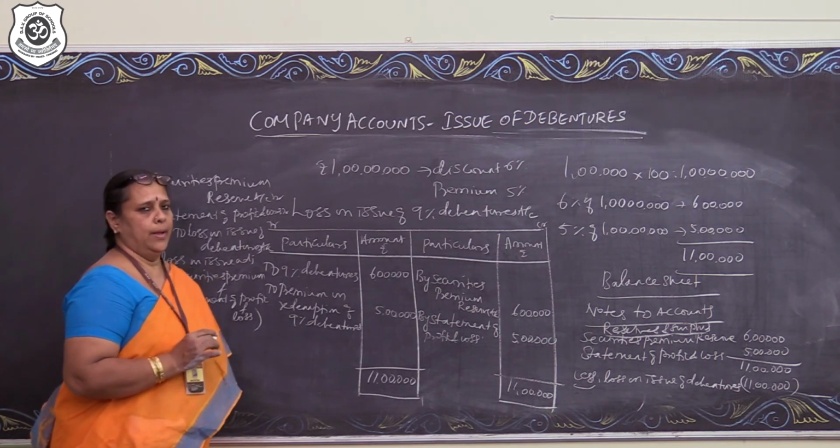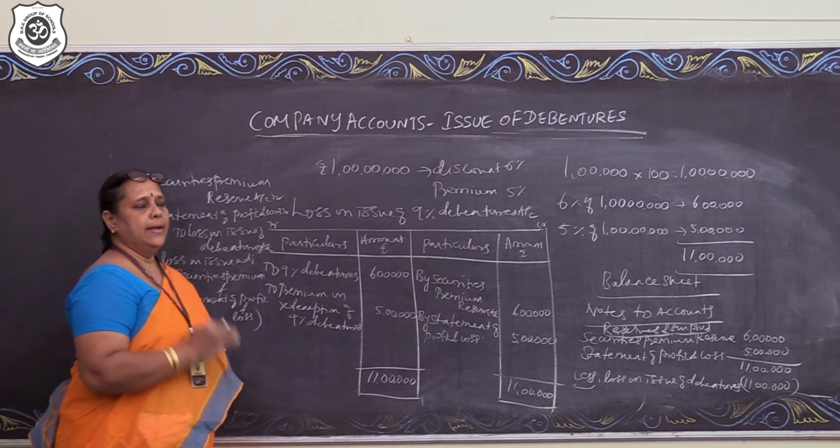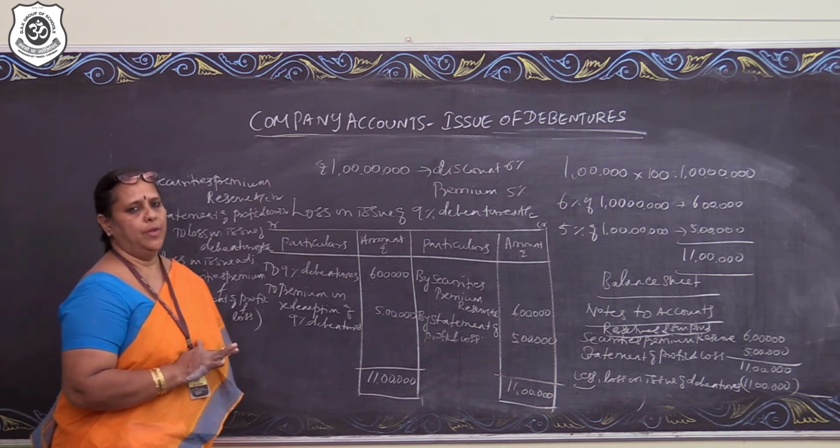So this is how it will be done. So we have completed the entire chapter, company accounts, issue of debentures.